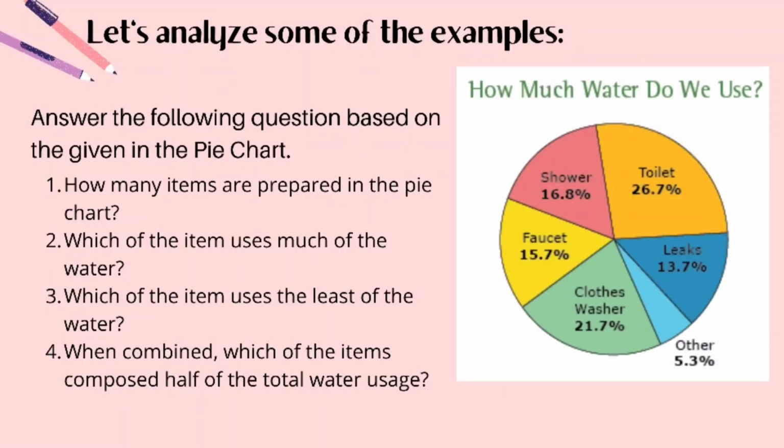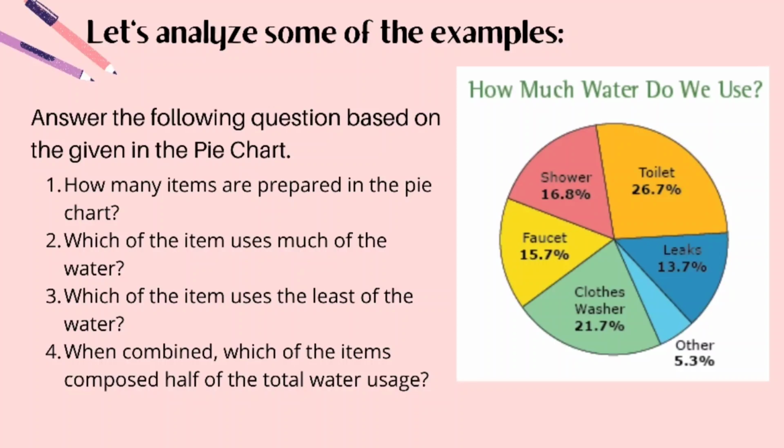Let's analyze some of the examples. Answer the following question based on the given pie chart. By answering the questions, we make an analysis of the pie chart. Number 1. How many items are presented in the pie chart? Alright, the answer is 6.